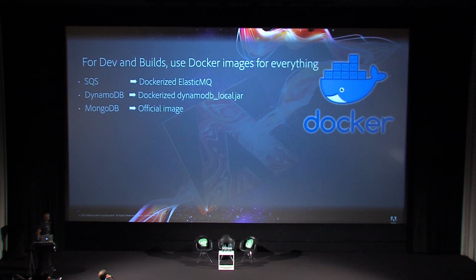So for SQS, we're using Dockerized ElasticMQ that implements the AWS SQS API. For DynamoDB, Amazon provides a local implementation, a mock implementation that we've Dockerized. For MongoDB, of course, there is an official image.